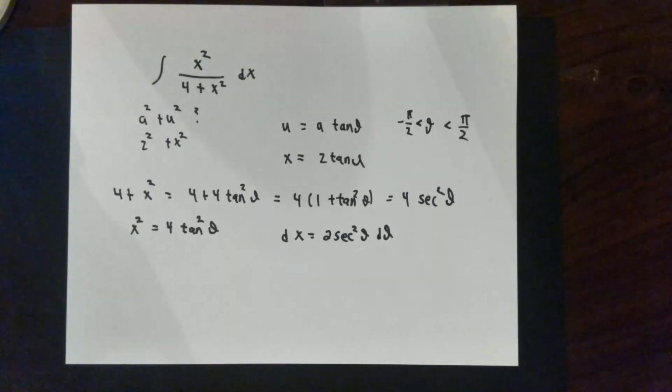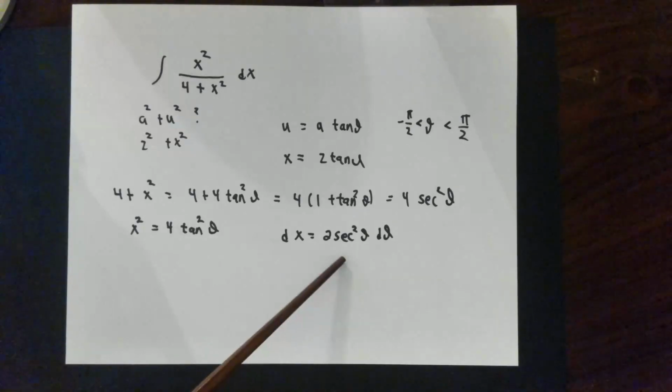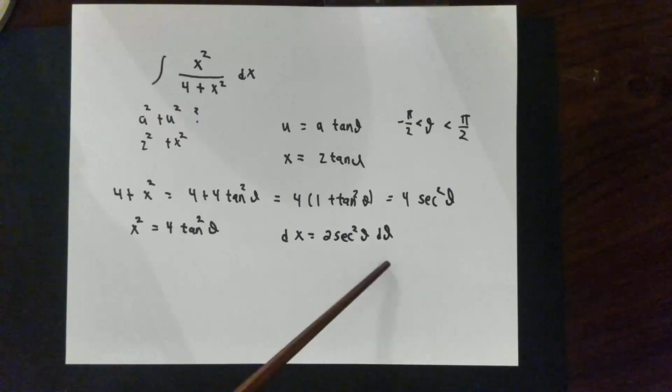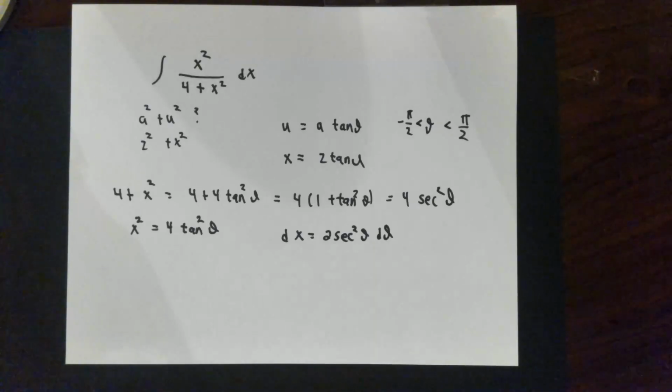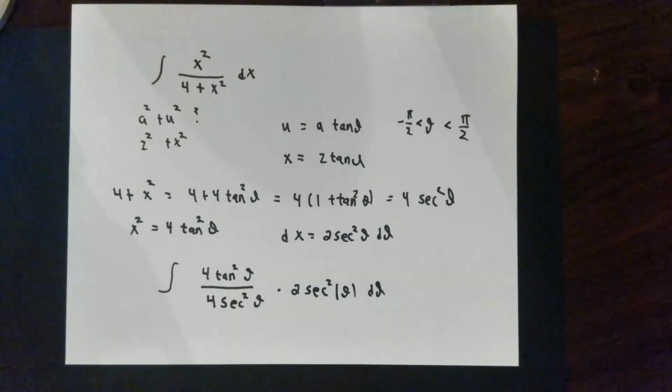And the derivative of x with respect to theta is 2 times secant squared theta. dx is 2 secant squared theta d theta. These are all the bits that I'm going to need for my integral. Making the substitutions, that 4 will cancel that one out. I'll still have a factor of 2 around. Secant squared theta cancels out, so all that I'm integrating is 2 times tangent squared theta.